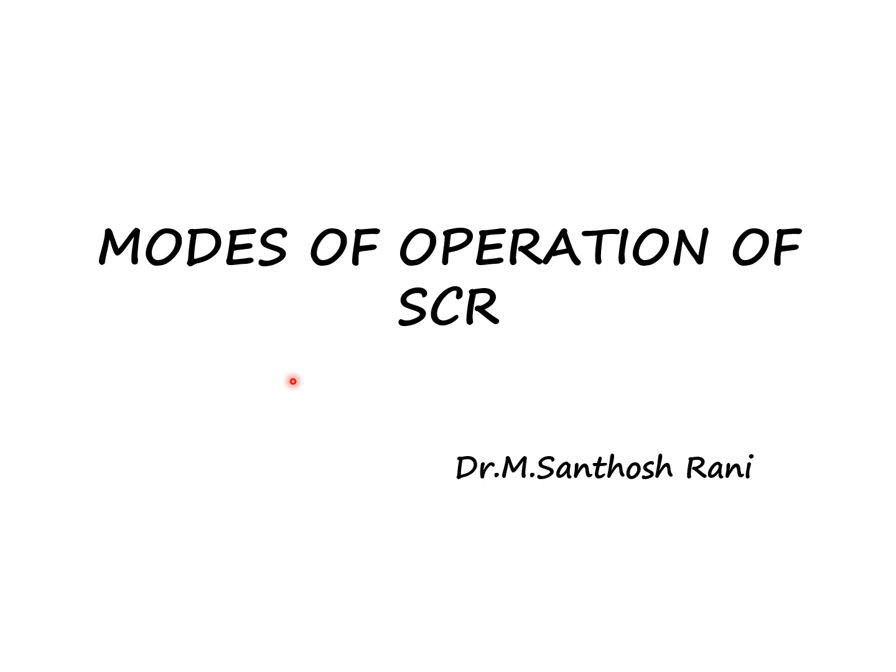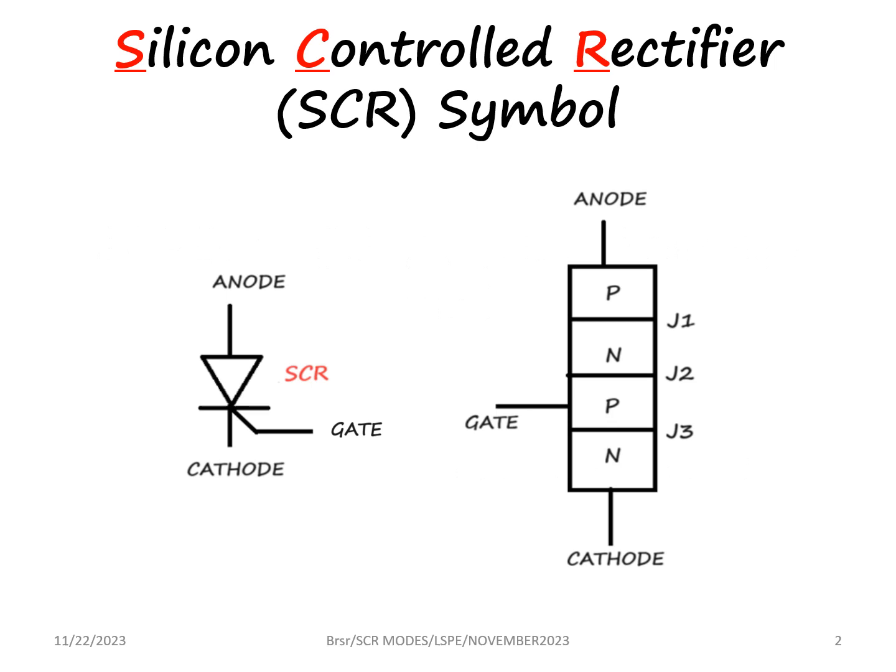In this lecture, we'll see the modes of operation of SCR, Silicon Controlled Rectifier. SCR is a three-terminal device. It has three terminals: anode, cathode and gate, and it has four layers: PNPN, with three junctions J1, J2 and J3.